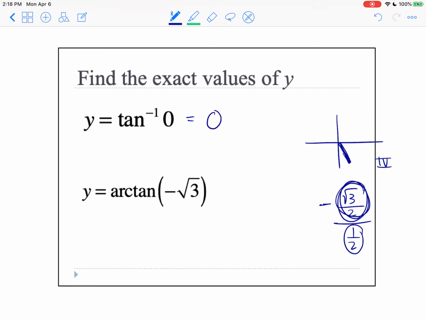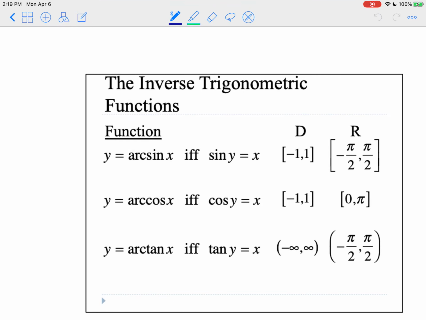This is the angle that I'm interested in, and this is that pi over 3 reference angle, but it's negative in this case. So this is negative pi over 3. So that's how I'm getting that. I hope that makes sense. Again, please reach out to me if anything is confusing, or rewatch the videos a couple of times. That sometimes helps. So those are all the inverse trig functions that we're actually going to talk about.